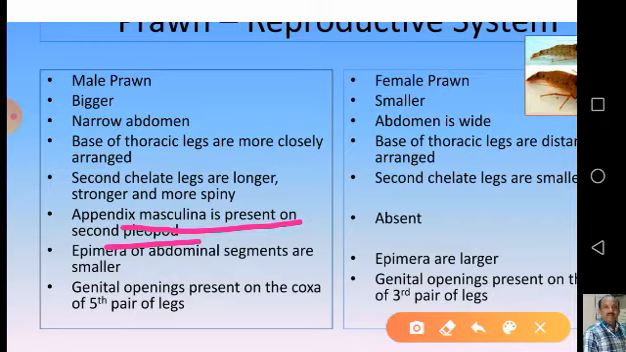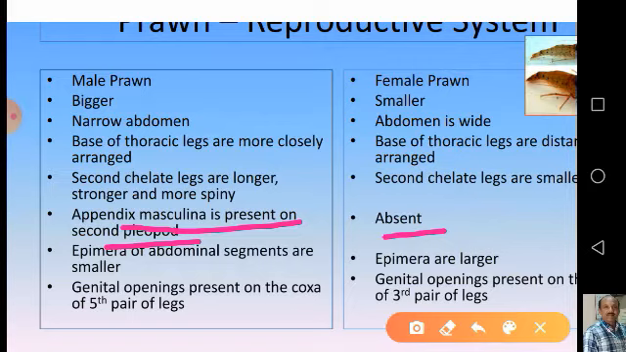So go for the appendix masculina, which is absent in the female. The pleopods are nothing but the appendages of the abdomen. The appendix masculina is present on the second pleopod, a small tube-like structure attached to the second pleopod.